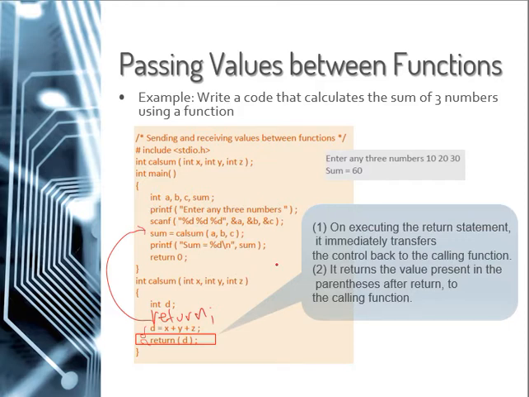Okay. It returns the value present in the parentheses after return to the calling function. So actually the parentheses are optional. But to be more formal, whatever value is inside these parentheses is what gets returned.